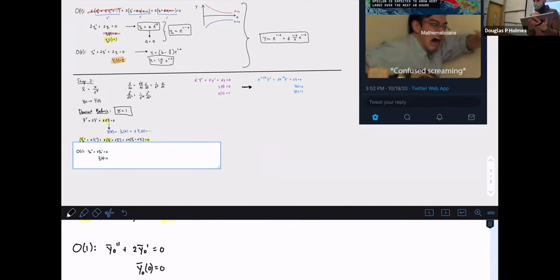This is a second order ODE, so we're going to end up with two unknown constants. So y naught is equal to, let's switch to capital letters, capital A plus B e to the minus 2 x bar. I don't know that off the top of my head. That's something I would ask Mathematica to tell me how to do.